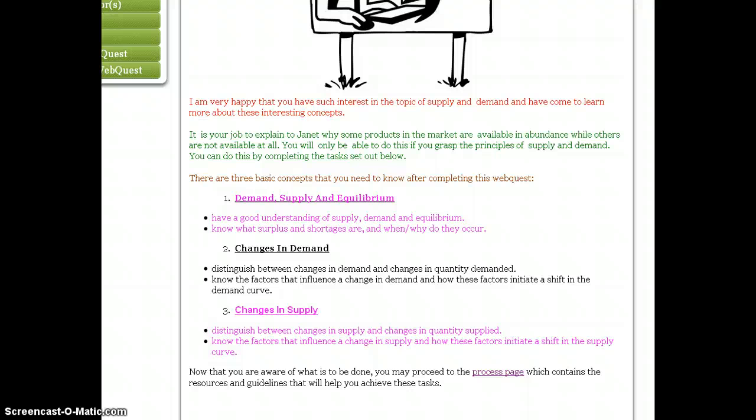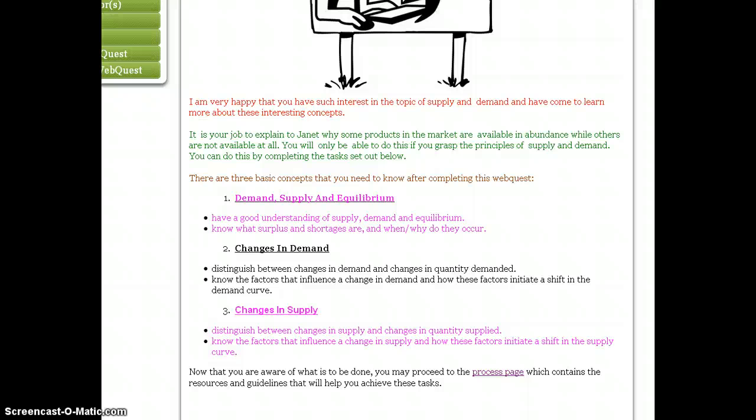They can do this by completing the tasks set out below. There are 3 basic tasks. The first is to have a good understanding of supply, demand, and equilibrium, and know what surplus and shortage are, and when and why they occur.